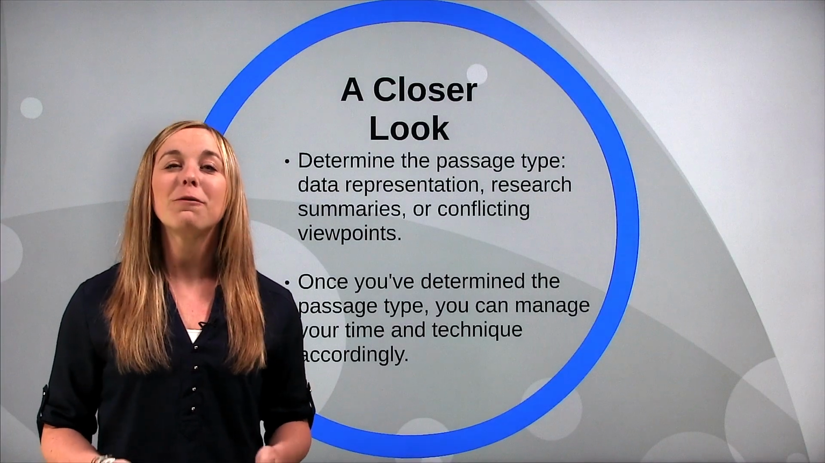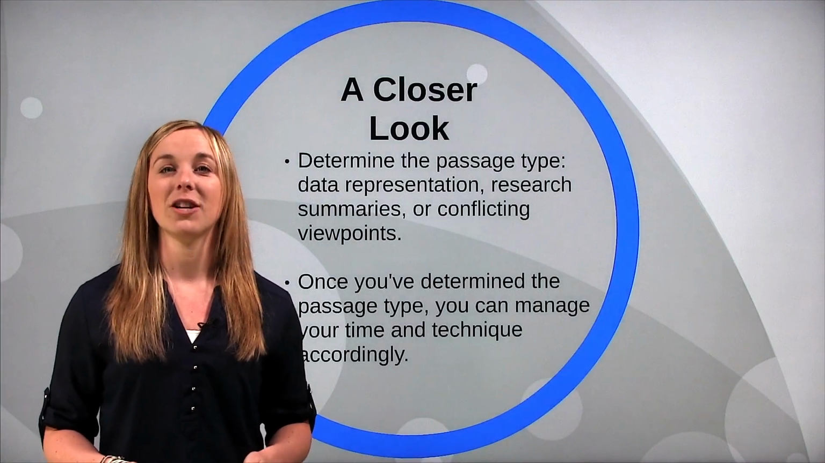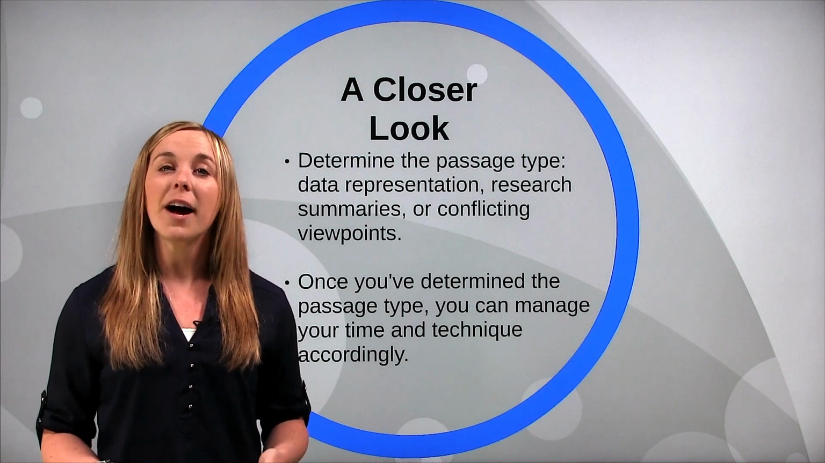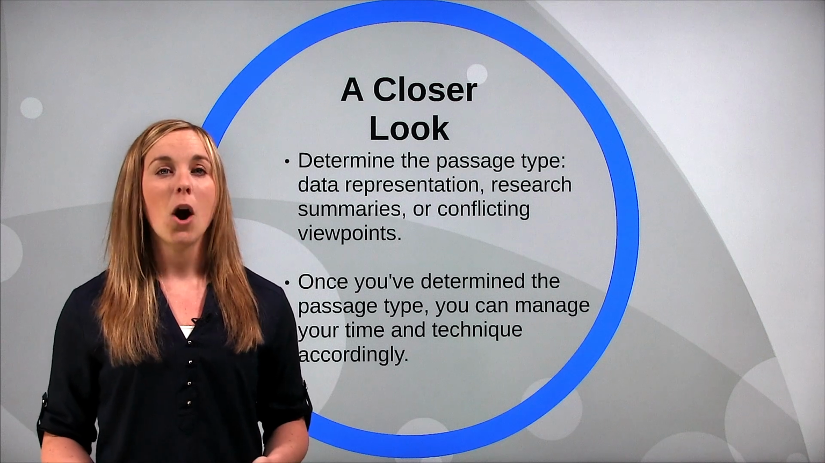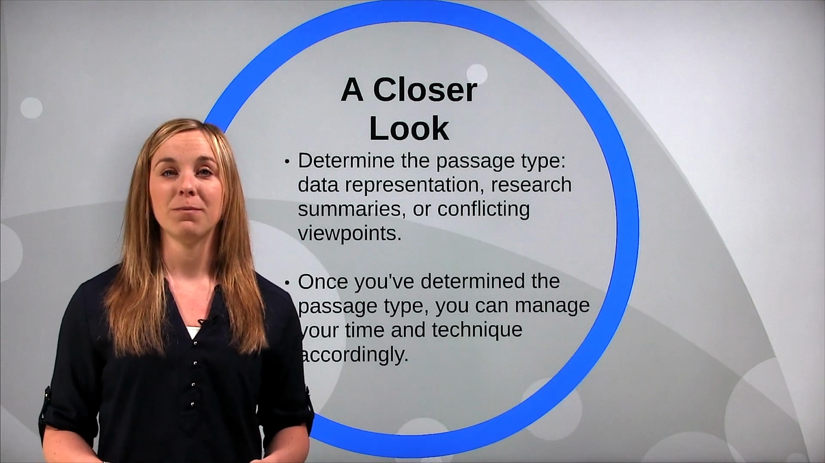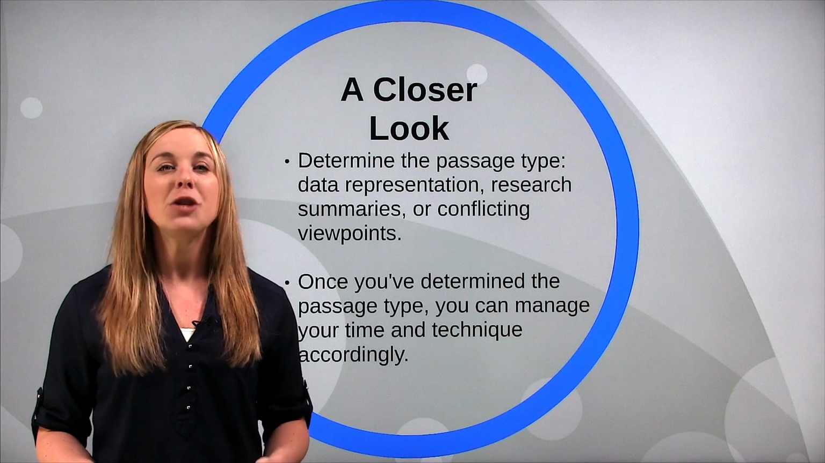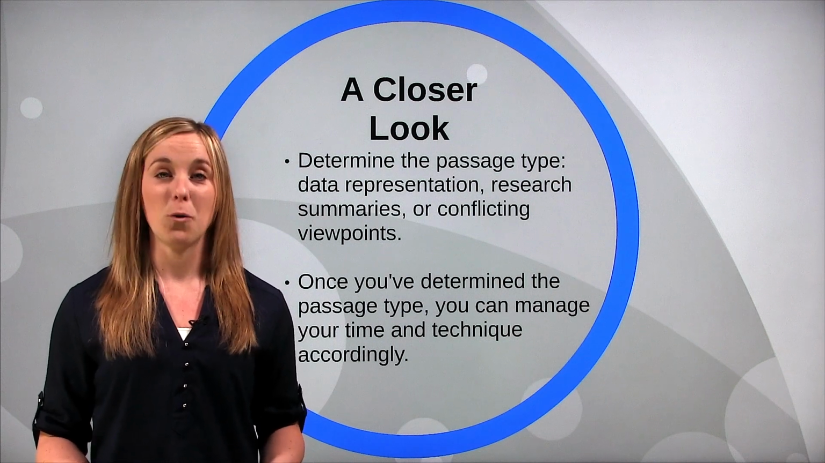In review, your first task when you get to the science section on the ACT is to identify whether you are dealing with a data representation, a research summary, or a conflicting viewpoint passage. Once you have done this, you can manage your time and technique accordingly.